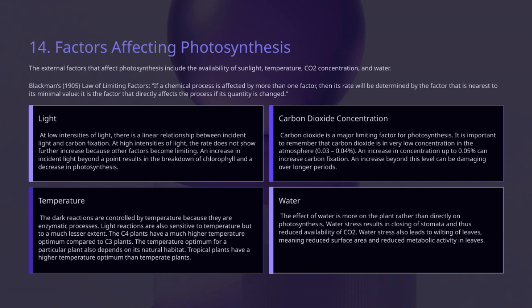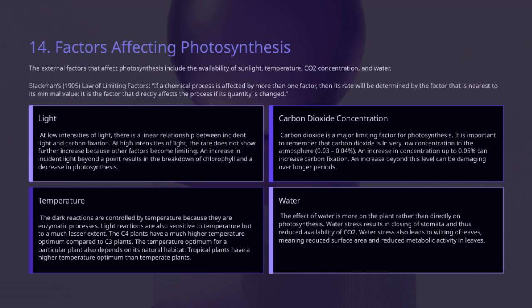Now, moving on to carbon dioxide, which is a major limiting factor for photosynthesis. It's important to remember that CO2 is present in the atmosphere at very low concentrations, roughly 0.03 to 0.04%. Interestingly, increasing CO2 levels up to about 0.05% can boost the rate of carbon fixation, helping plants photosynthesize more efficiently. However, if CO2 levels go beyond this point for prolonged periods, it can actually become harmful, potentially damaging the plant's processes.